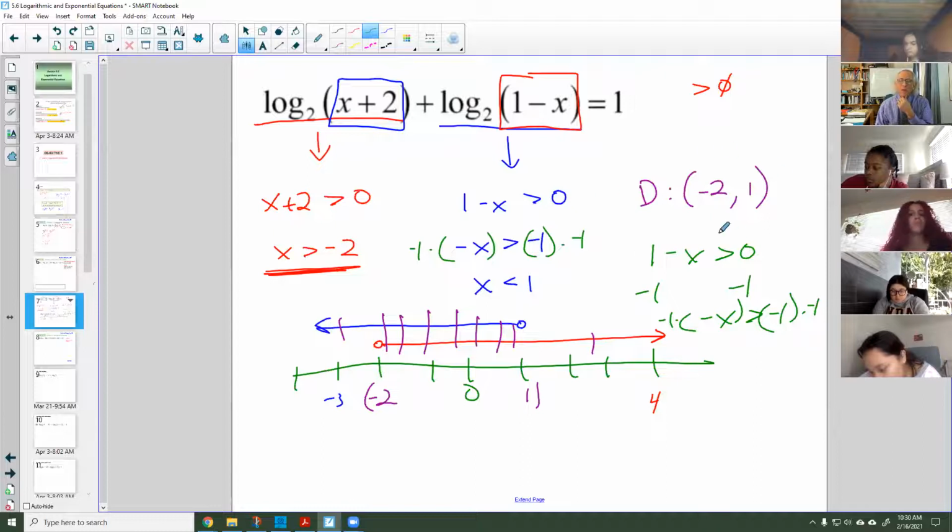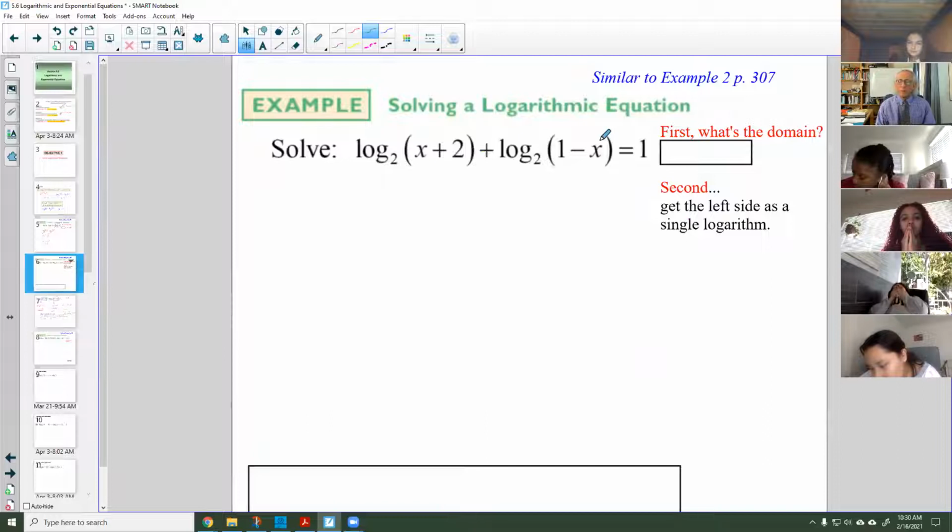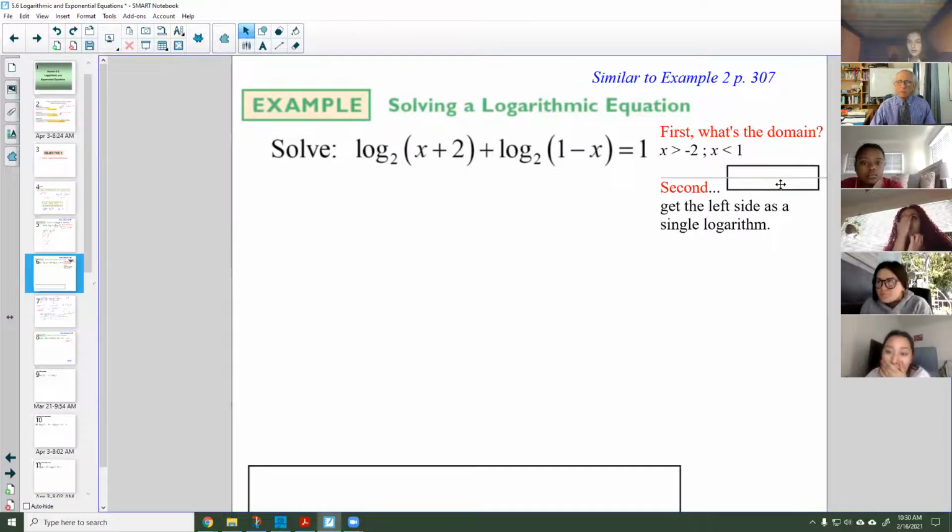Okay, so I know my domain is -2 to 1. Let's go back to the problem then. So let's see right here. Make sure we got it right. Yep, -2 to 1. Okay.